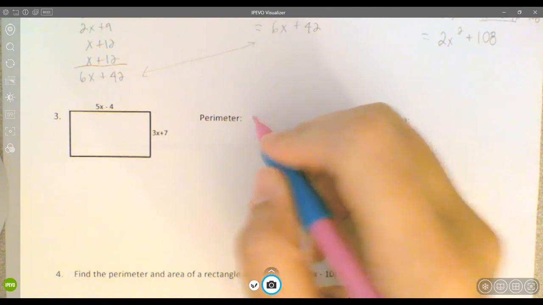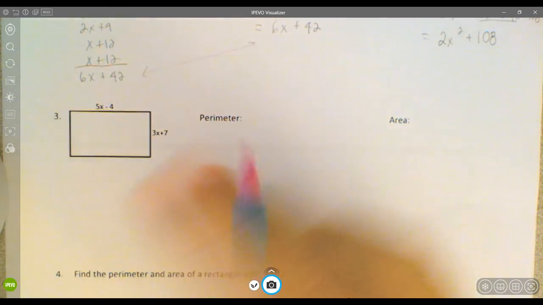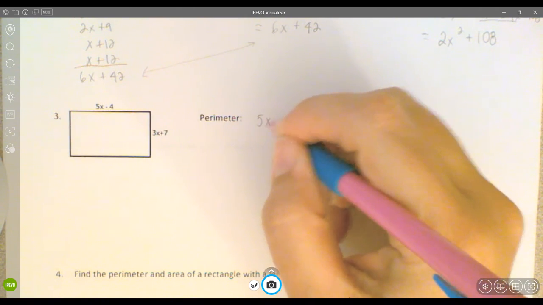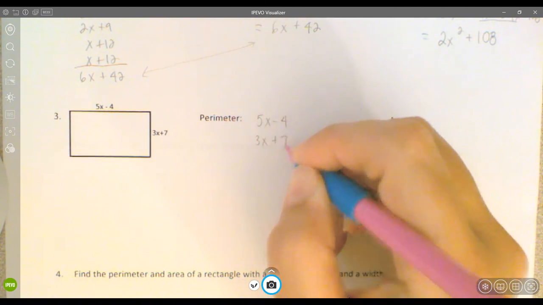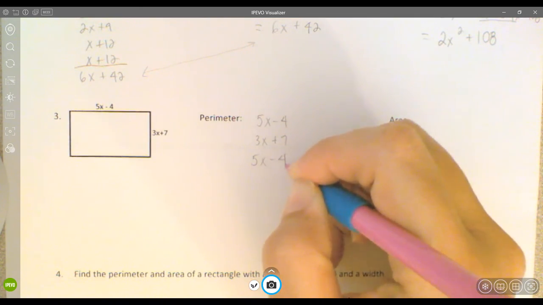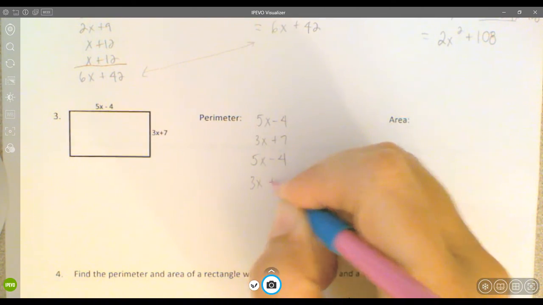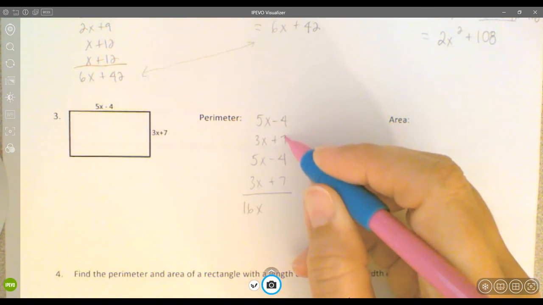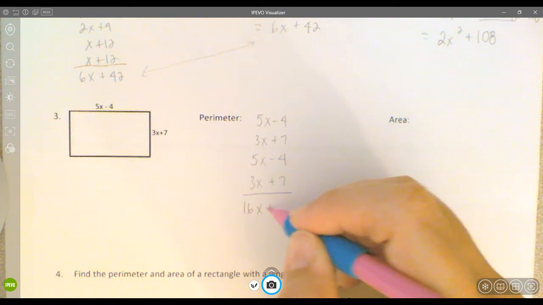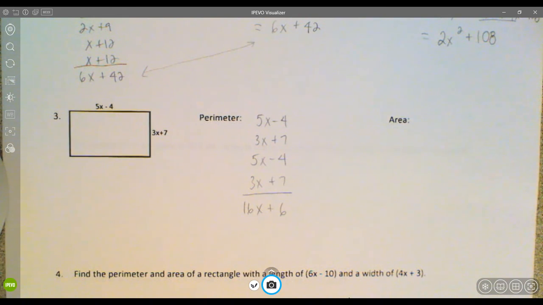So I'm just going to do the perimeter by adding. I have 5x minus 4 plus 3x plus 7 plus 5x minus 4 plus 3x plus 7. That's 16x, 3 plus 3, 16x plus 6.